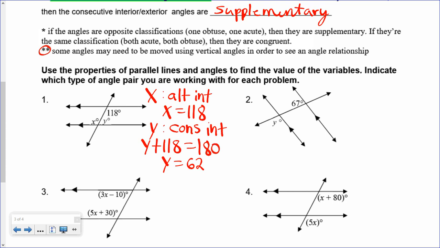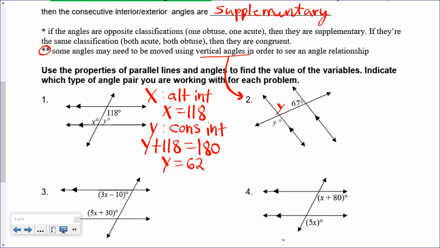What you're going to do is use vertical angles to help you shift one of these, either the Y or the 67, to a new position that's more helpful. So do you guys want to move the Y or the 67? It's really your choice. The Y? Where could I put another Y?